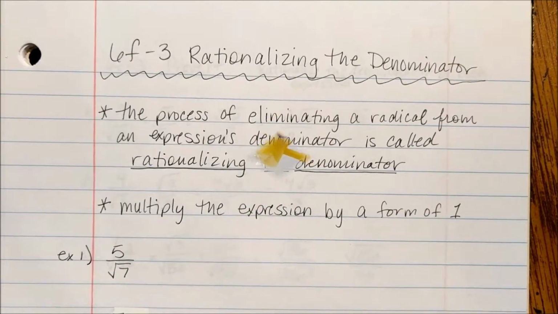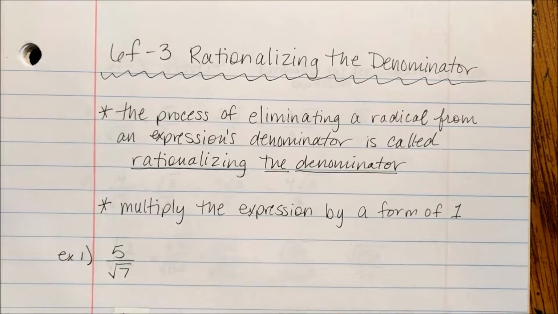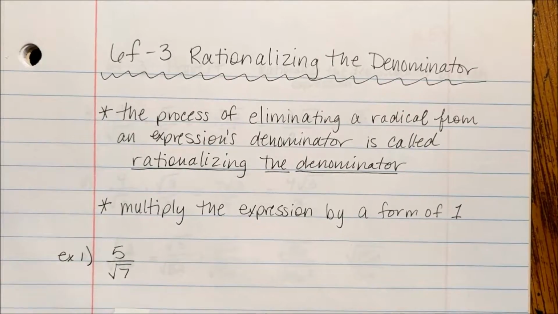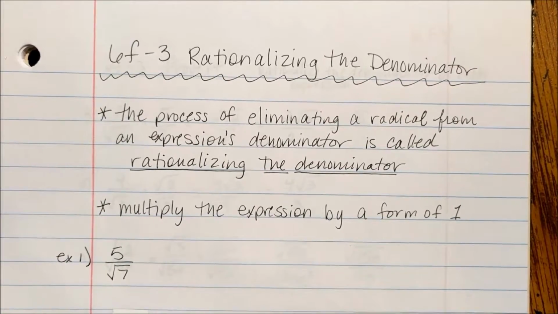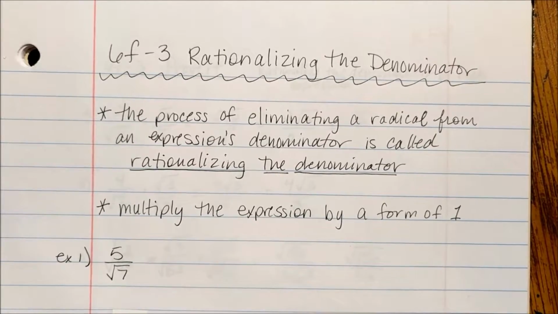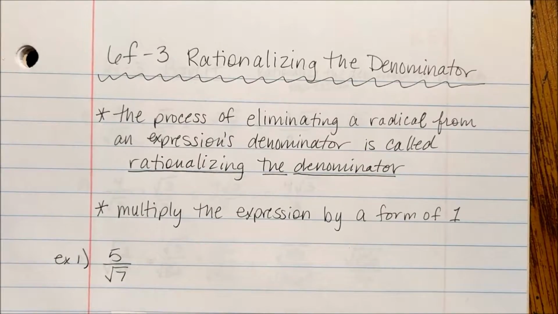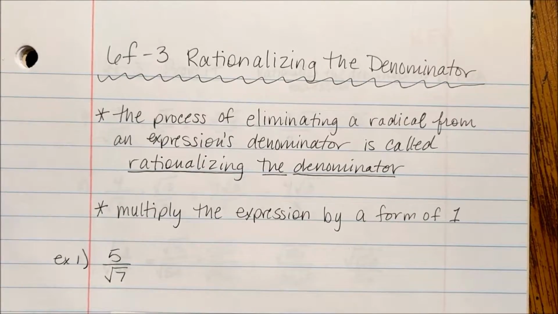Today we are looking at extension section 6f-3. So this is a special episode of Math with Miss Reimer. We're looking at rationalizing the denominator. Rationalizing the denominator just means we're trying to get the radical out of the denominator. So to do that, we're going to multiply by some form of 1. The easiest form of 1 to use is what's already in the denominator.